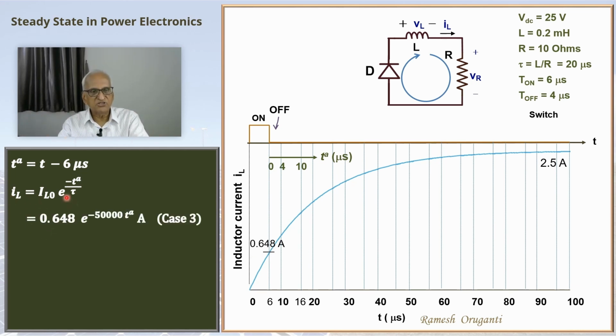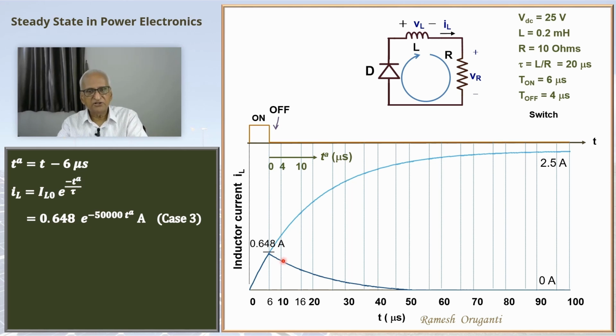IL equal to 0.648 e power minus 50,000 t amperes. So if we plot this, it will be an exponential decay of the current, starting from t equal to 6 microseconds, starting at a value of 0.648 amperes and going down to a steady state. That is the steady state of this DC circuit, not the steady state of the power electronic circuit that we are talking about. So at t equal to 10, we are going to switch on the switch again.